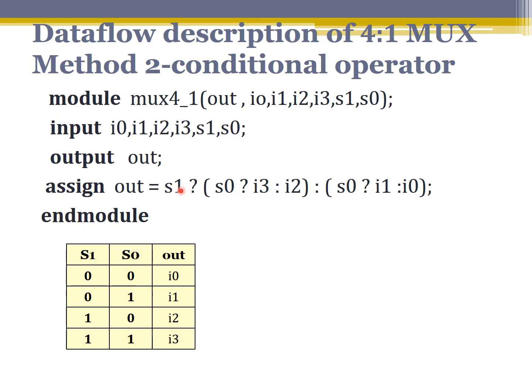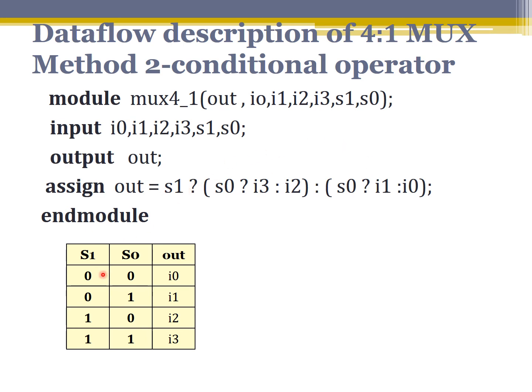So when S1 is 1, let's write the true expression. We have to check the S0 value to determine the output. So again, S0 question mark. If this S0 is 0, what is the output? It is I2. If it is 1, it is I3. We know that after the question mark, we should write the value for logical 1, that is true. So I3 colon I2. This entire thing is evaluated if S1 is 1. Otherwise, else, colon, if S1 is 0, this expression is evaluated.